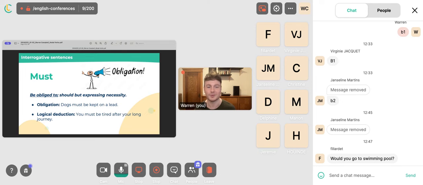Logical deduction: you must be tired after your long journey. So you are assuming the other person is tired after their long journey. So logical deduction here.